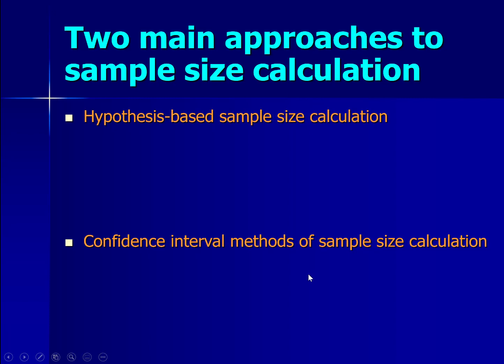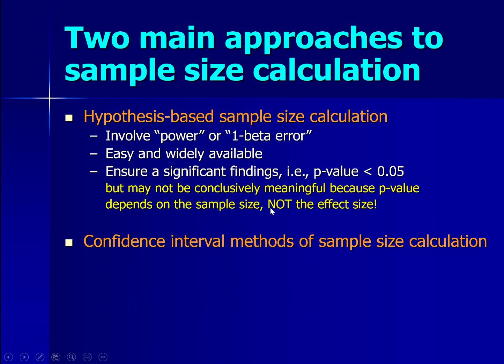There are two main approaches to the sample size calculation. One is hypothesis based, and the second is the confidence interval method, or parameter estimation based. The hypothesis method involves the power. So there will be a parameter called z beta there, so that 1 minus beta error is the power. We will talk about the beta error at the end of this lecture.